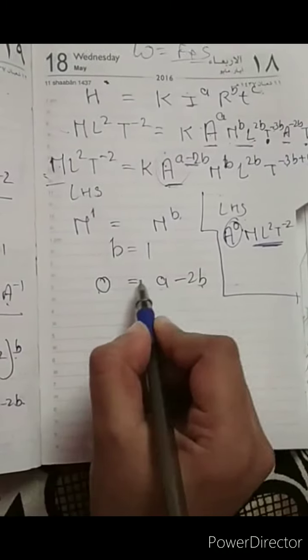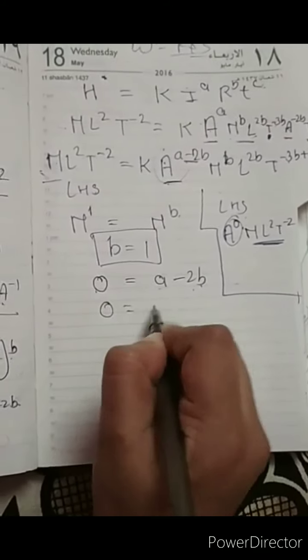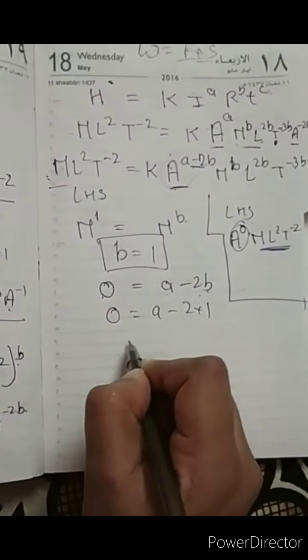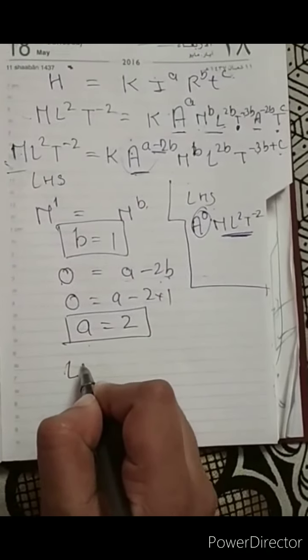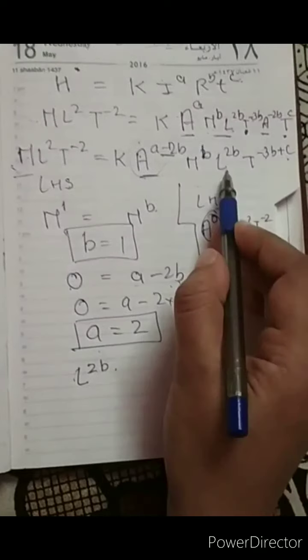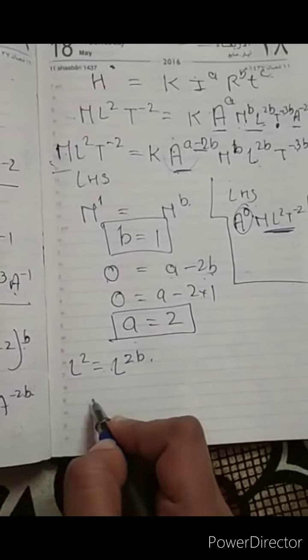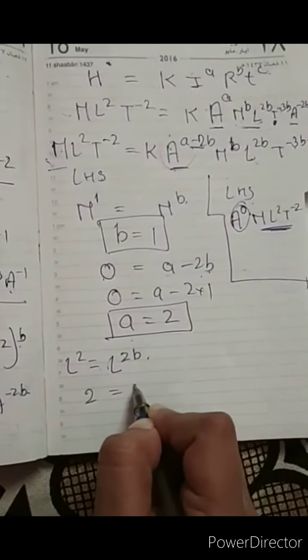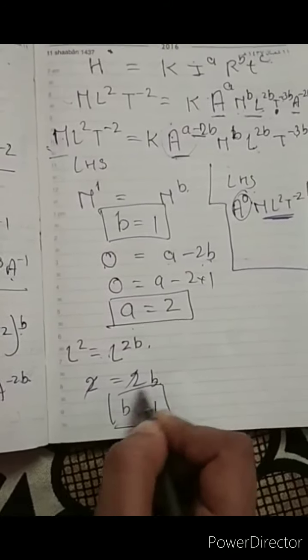Okay. So again, since b is equals to 1 from this equation, I can put a minus 2 into 1. So a is equals to plus 2. I got the value of a also, I got the value of b also. Let's move toward another quantity, that is L to the power 2b. Here we have L to the power 2b, and here we have L square in RHS. So same base, power same, b is equals to again 1. This is just a confirmation. Okay, b is equals to 1, we already got it from M.